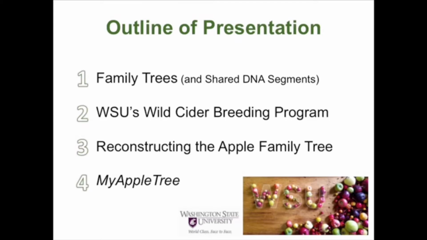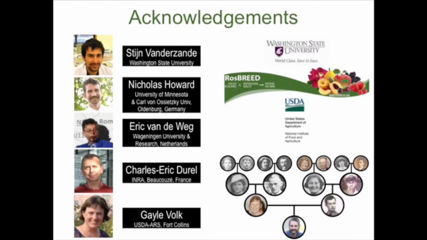and people that are involved that helped really to put a lot of this stuff together behind the scenes, some postdocs at the front there, so Sten van der Zander and Nick Howard, and then some researchers from Europe, which I'll bring up later on as well, Eric and Chalarik, and also Gail Volk at the USDA in Fort Collins, who works with the USDA collection in Geneva a lot. Also the funding, so Washington State University and the Specialty Crop Research Initiative from USDA that funded a big project that provided a lot of the tools I'll be talking about here, Rosebreed, and also thanks to my own ancestors. These are just some of my recent ones, going back to my great-grandparents, and I weave some of them into the story too.